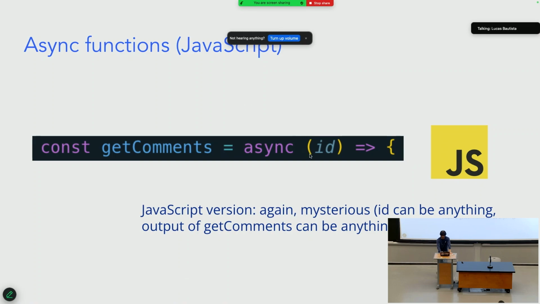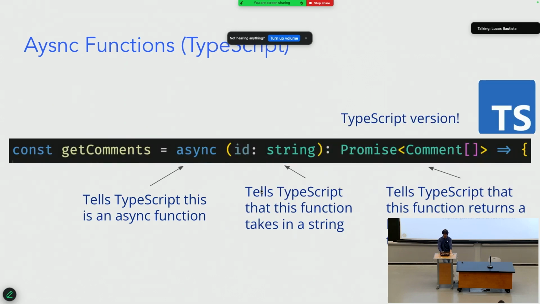And then for async functions, it's essentially the same thing. We don't get any information about anything in JavaScript. But one difference is that whenever we return something through an asynchronous function, we know that our data is going to be encapsulated inside of a promise. And so this is the syntax to return a promise of an array of comments.